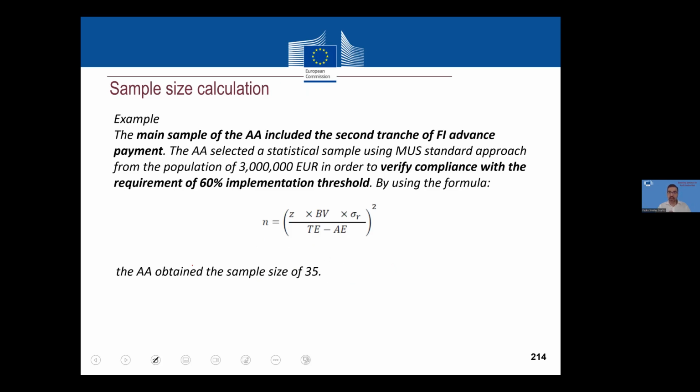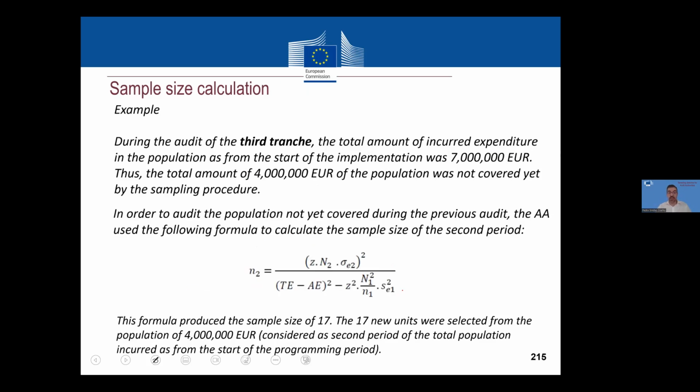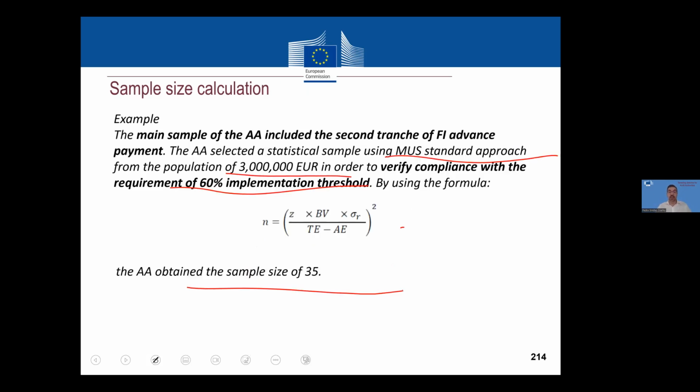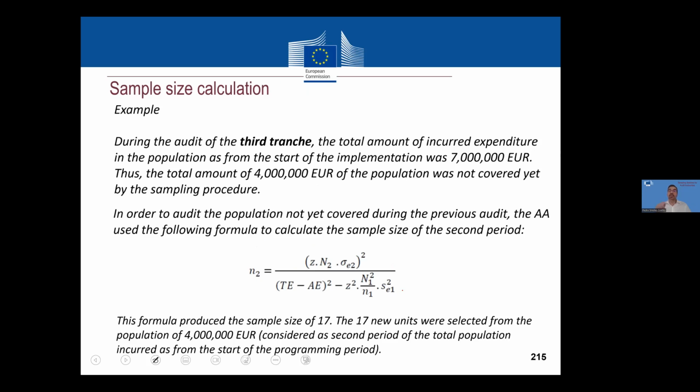We selected a statistical sample using the MUS standard approach from this population of 3 million euros in order to verify compliance with the 60% implementation threshold. I just input the values into this formula and I got a sample size of 35. Now, imagine that I'm in the audit of the third tranche.